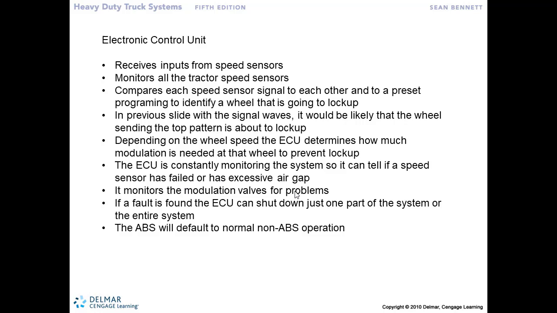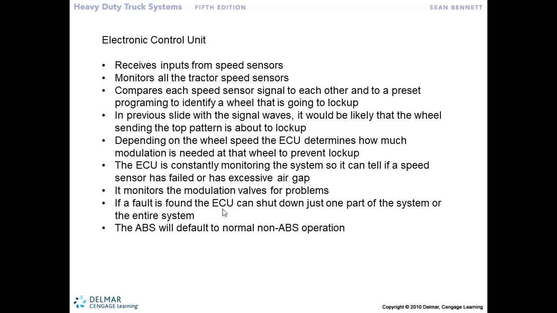It also monitors the modulator valves for problems. If the ECU finds a problem in a speed sensor or a modulator, it can shut down that part of the system. Right? It no longer gets a good signal from the passenger side steer tire. The gap has opened up and that voltage has dropped, so it can shut down the steer axle's ABS system. It's still got good signals on the drive axles. It will still monitor those and perform ABS functions based on those speeds.